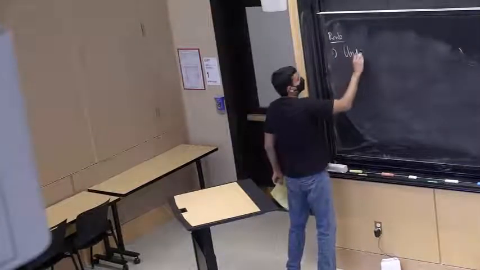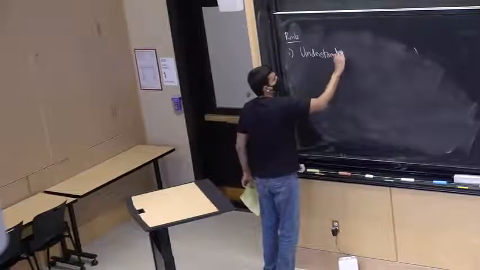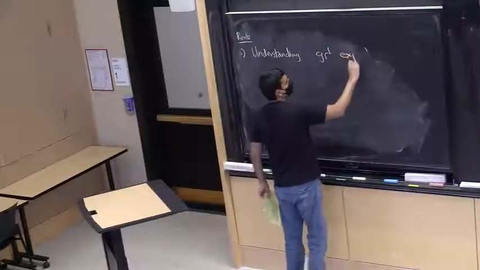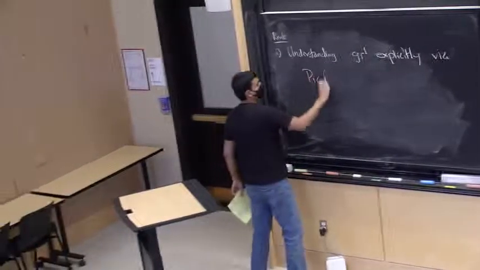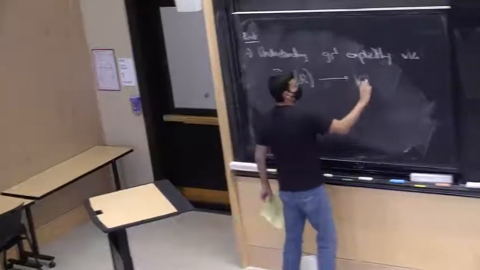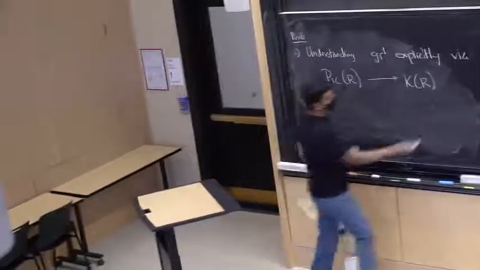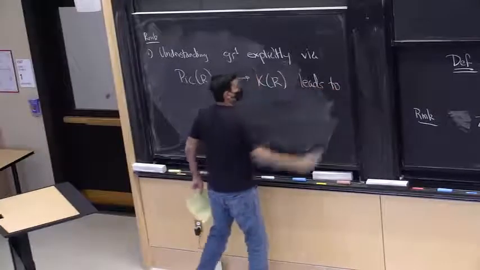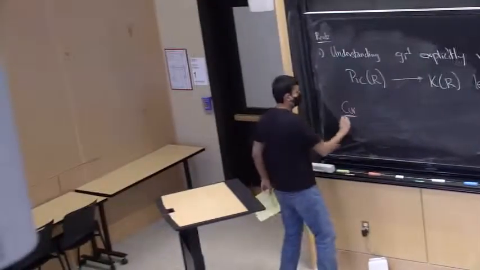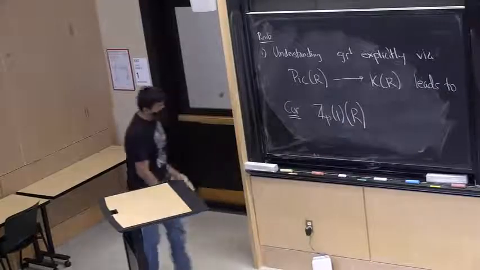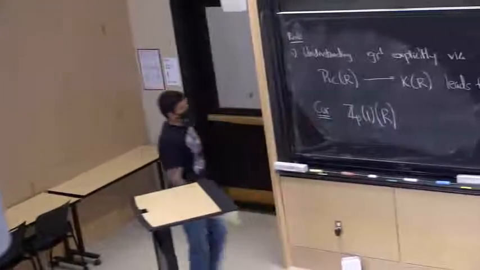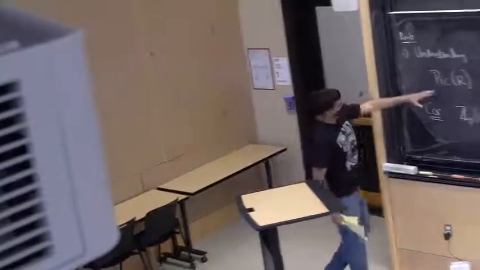And so here's a more precise statement. Understanding this Z_p(1) explicitly via the natural map from Pic R, the line bundles on R, to K-theory of R leads to the following corollary. If I look at Z_p(1) evaluated on R, then this is essentially just Pic. More precisely, it's the same kind of caveat that showed up in part 1 over there. There's some étale sheafification involved.